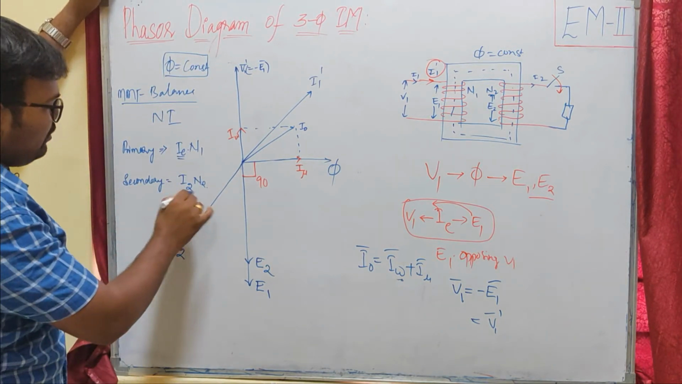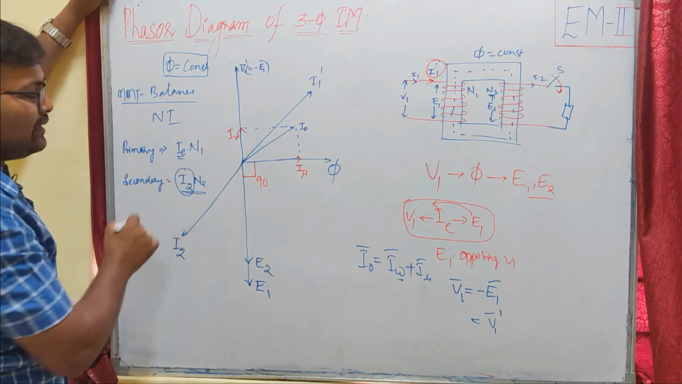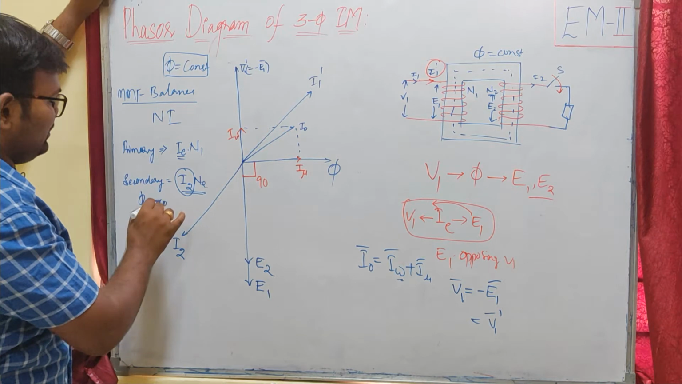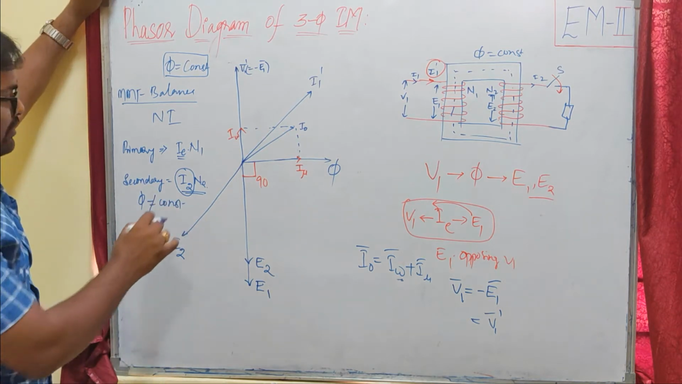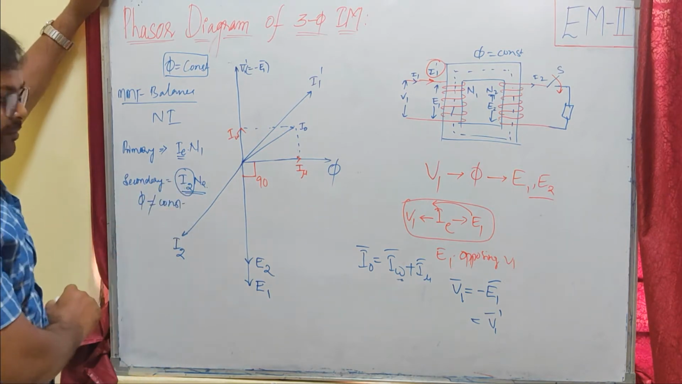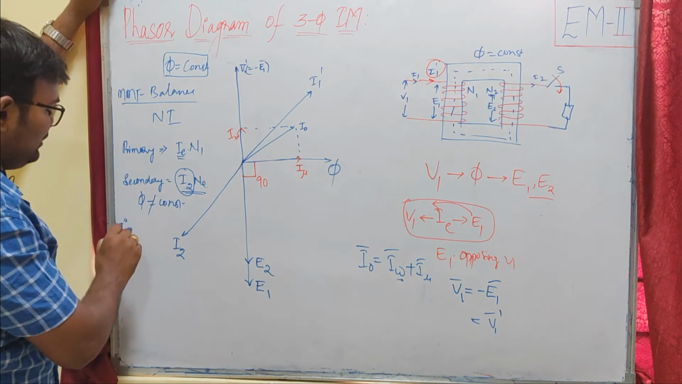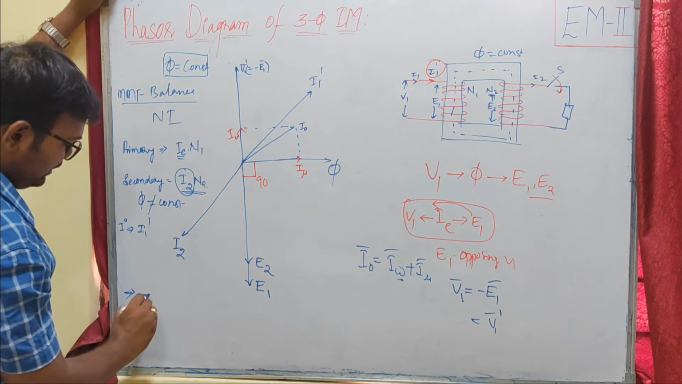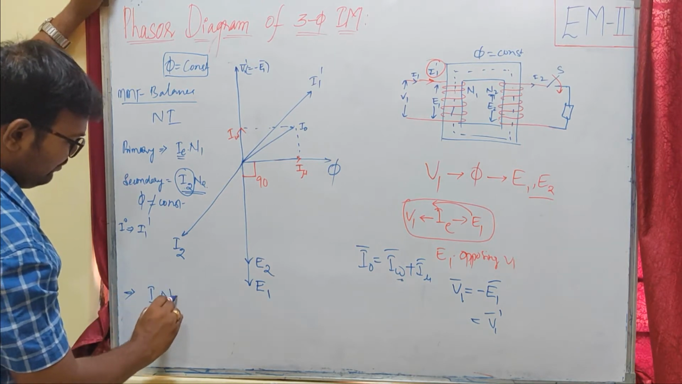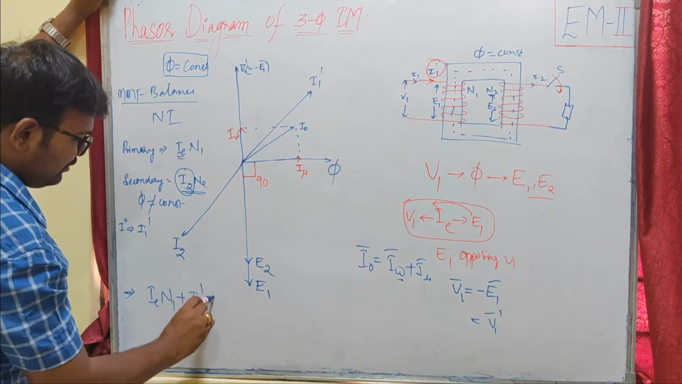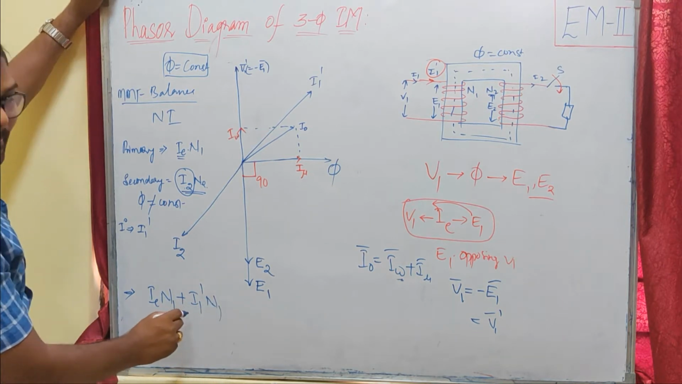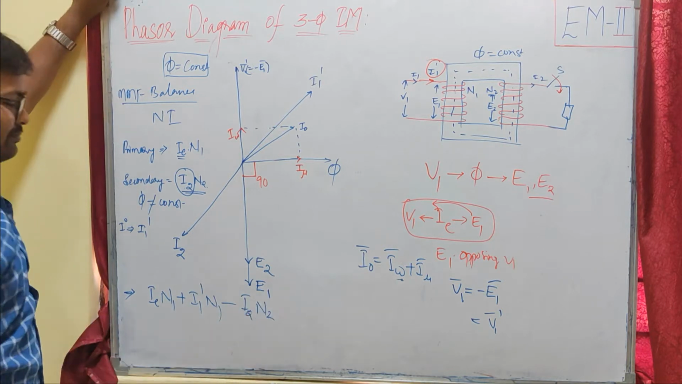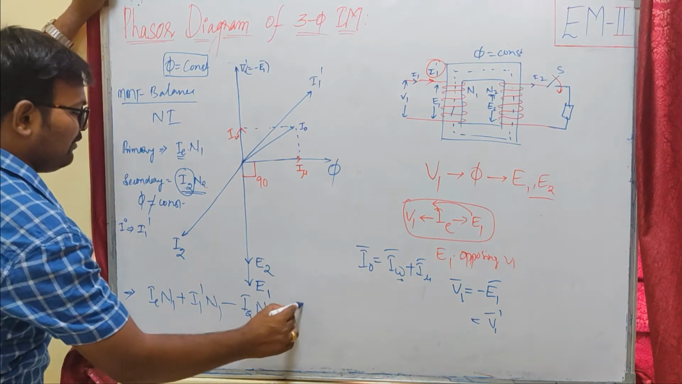Whenever you add a load, your secondary is demanding current. Due to this current, the flux in the core material would change, and it may not be constant. So in order to compensate this MMF, your primary draws some current, that is I1 dash. That means you will now have three MMFs: I excited into N1 plus I1 dash into N1, and there is the secondary MMF, that is I2 into N2.